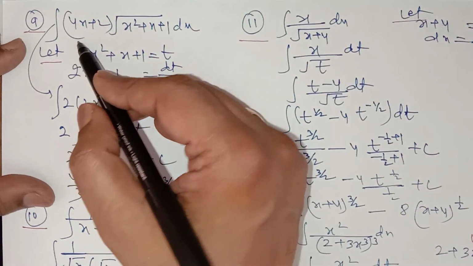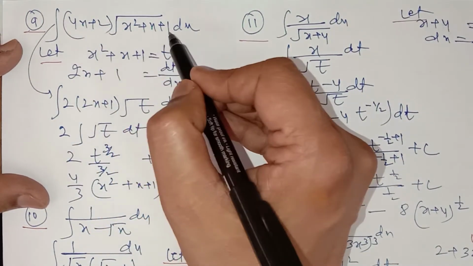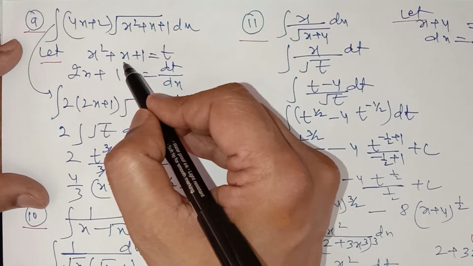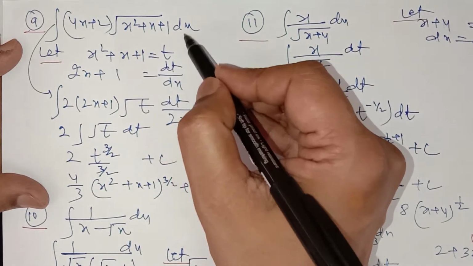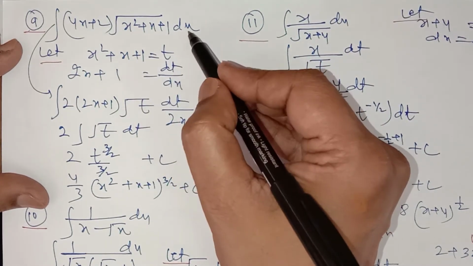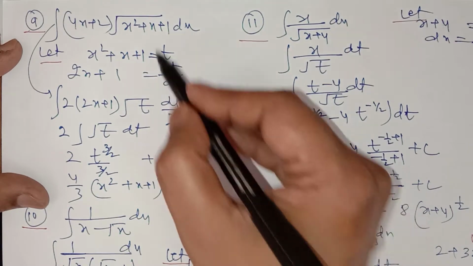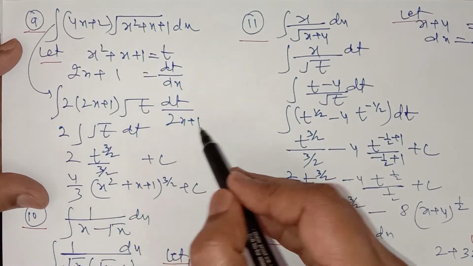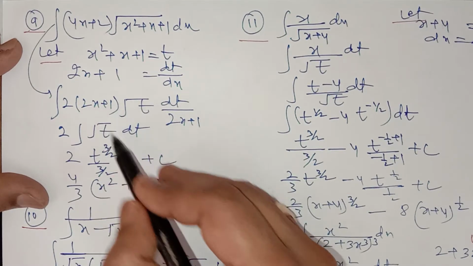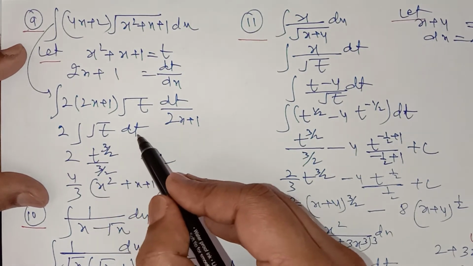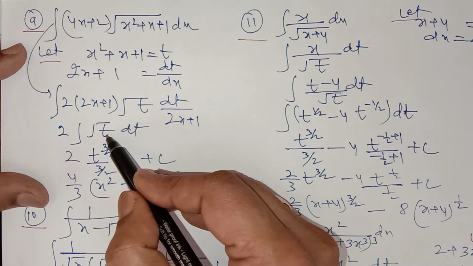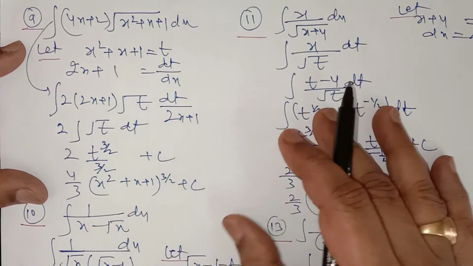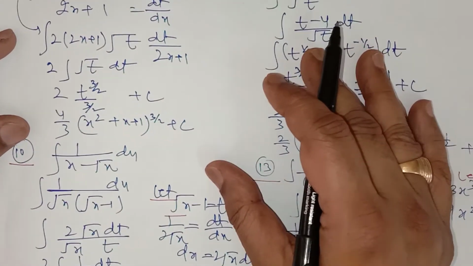Question number 9 is also very easy. If you let x square plus x plus 1 is equal to t, so dt upon dx will be 2x plus 1. Replace the value of dx, which will be dx equal to dt upon 2x plus 1. This is equal to t, and you can take 2 common here, so that 2x plus 1 will be cancelled over 2x plus 1. So all the terms are in terms of t. With respect to t, so you can integrate t to the power half, which is t to the power half plus 1 upon half plus 1, which is 3 by 2 upon 3 by 2, and replace the value of t.